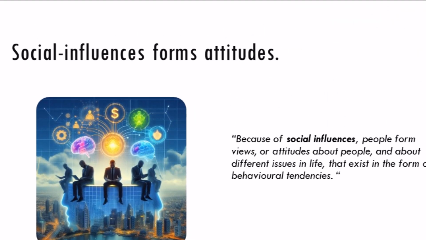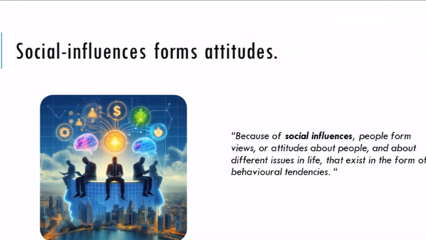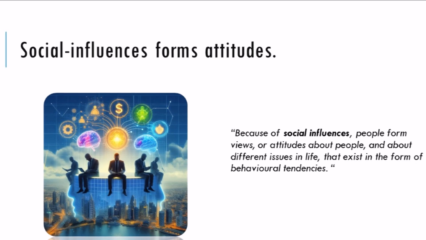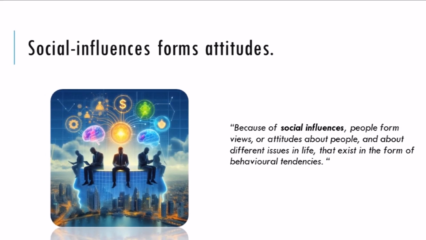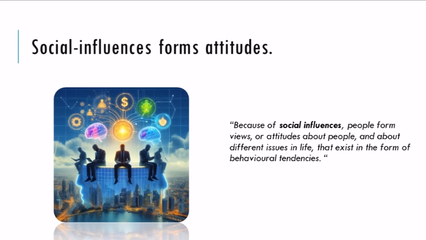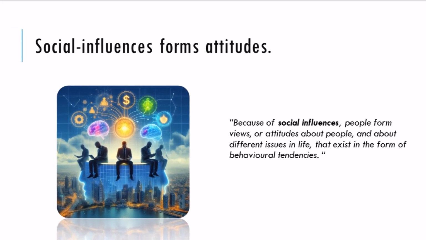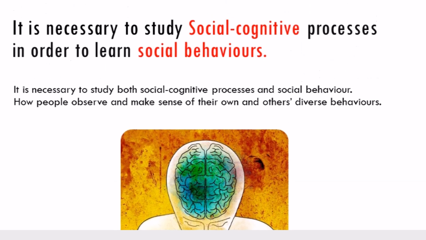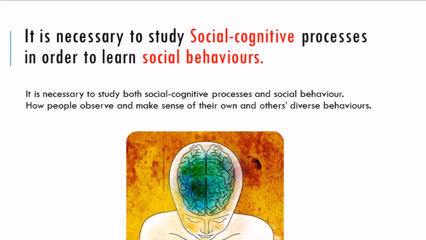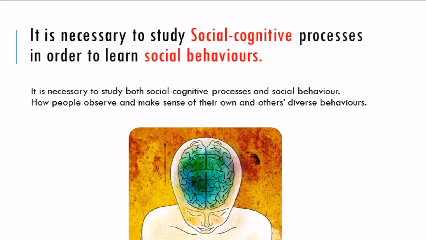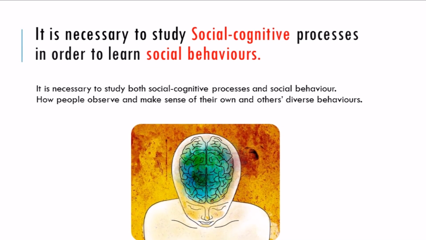Social influences play a significant role in shaping our attitudes. Due to social influences, people form views or attitudes about others and various life issues. These attitudes manifest as behavioral tendencies. To understand social behavior, it's essential to study social cognitive processes. This involves examining how people observe and interpret their own and others' diverse behaviors.